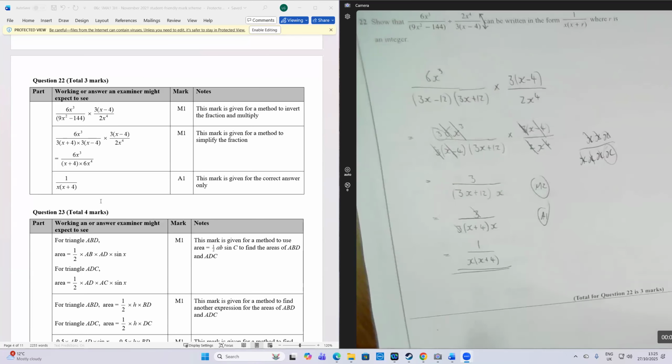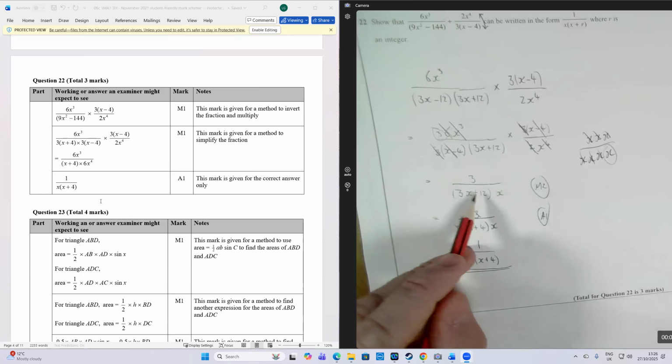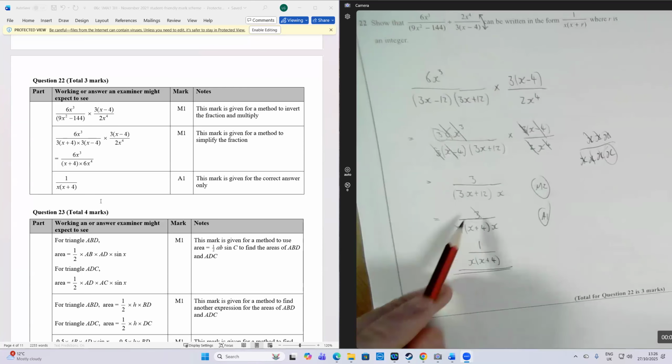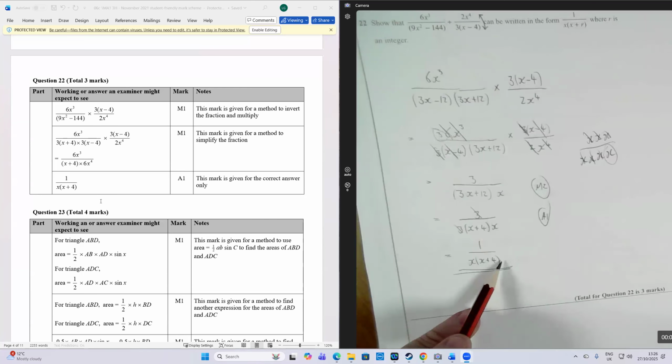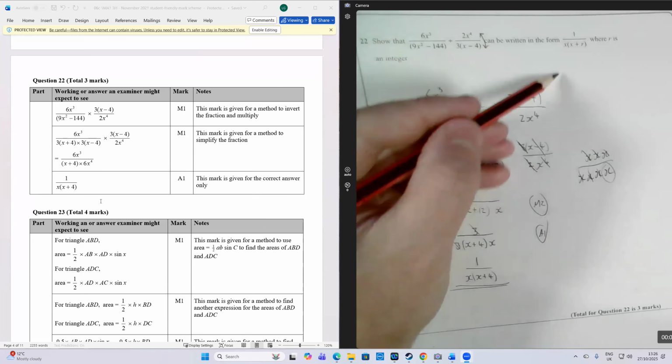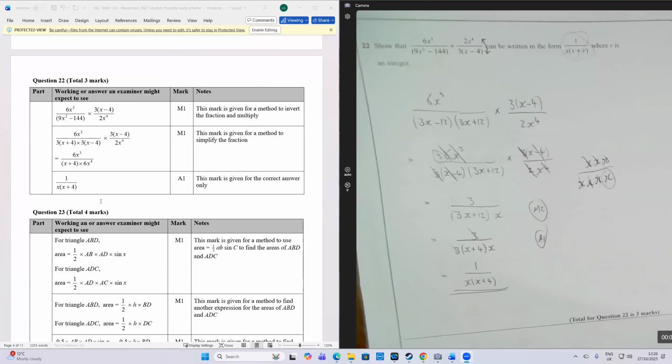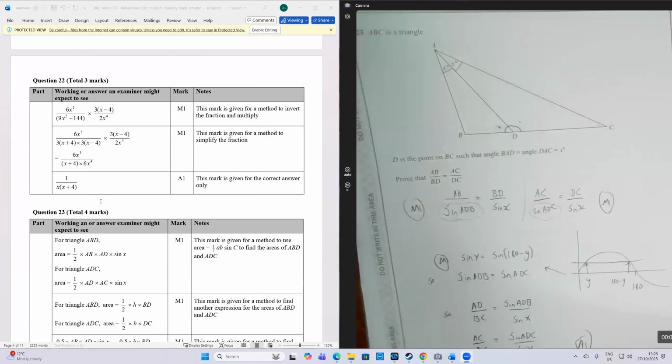So what can we do here now? We can take out a factor of 3 here and cancel it out. That gives us 1 over x times x add 4, which is perfect because that matches the required form there. So that's question 22, a little bit of algebraic fractions.